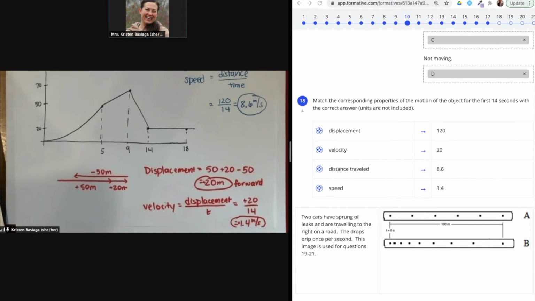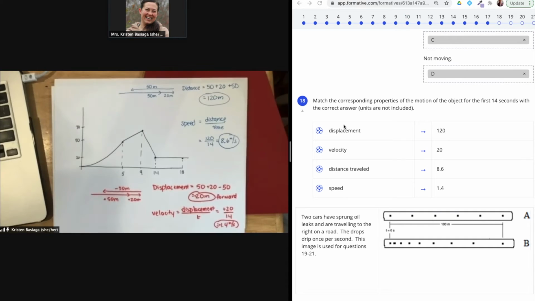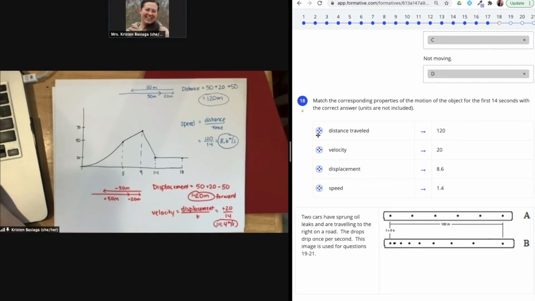So now I just match them up. Distance was 120. Speed was 8.6. Displacement was 20. And that leaves velocity as 1.4.